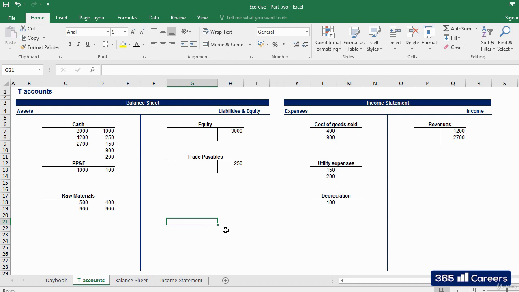Excellent. These were all the transactions we had to consider. I'm sure that at this point you've grasped the logic of when to debit or credit an account, which is one of the most important things in accounting, by the way.